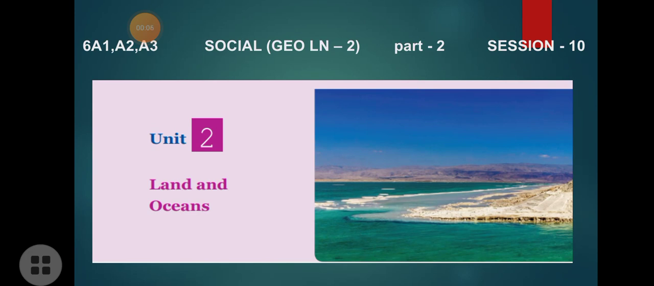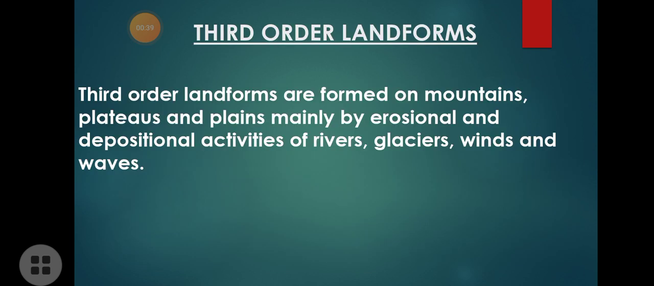Today we are continuing with part 2 of Geography Lesson 2. The title of our lesson is Land and Oceans. In part 1, we studied the three orders of landforms. The first order, the continents and oceans. Second order, mountains, plateaus, etc. And in today's class, we are going to study the third order of landforms.